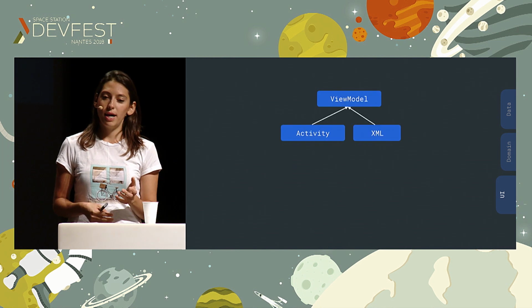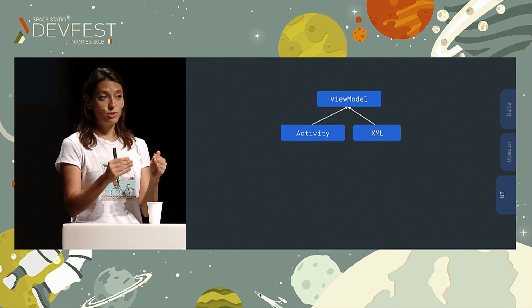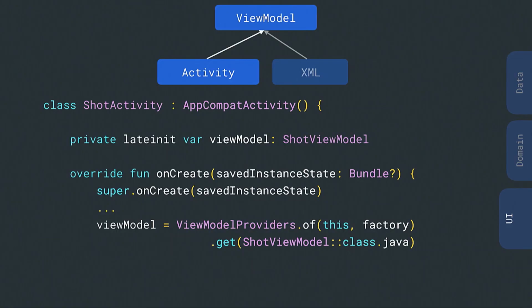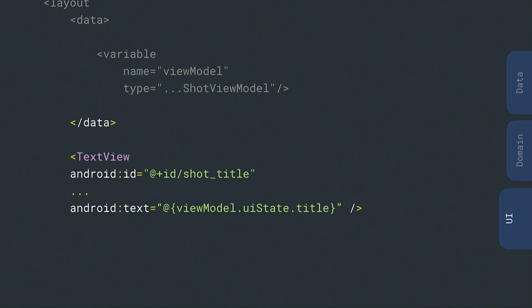OK, so I said that we have activities and XMLs, but actually both of these use the view model. And here's how. So in our activity, we would use a lateinit view model, and then only in onCreate, we would initialize that view model. And then in the XML, we would declare the view model as a variable part of the data block. And we would directly bind to the data inside the LiveData in our text views, for example.